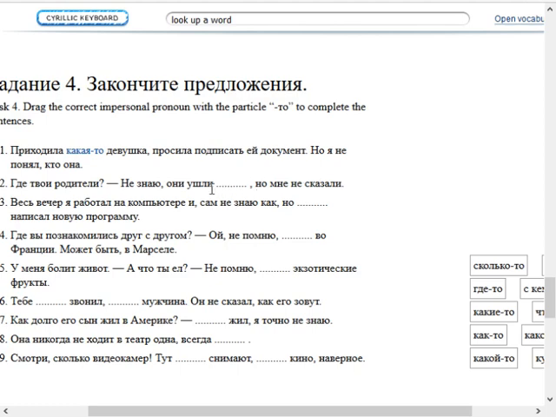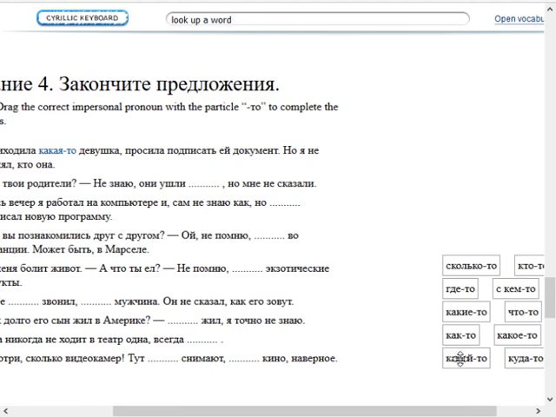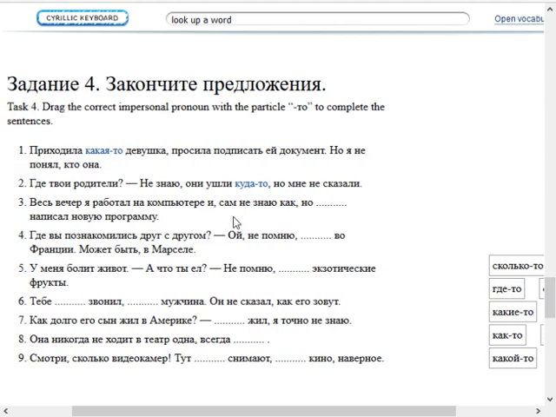Maybe you could have asked who she was. Где твои родители? Where are your parents? Не знаю. Они ушли, and then I guess it's куда-то. I don't know. They went somewhere, but didn't tell me. Но мне не сказал. They didn't tell me where they went.